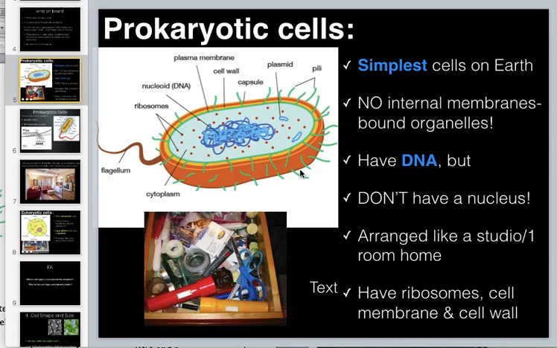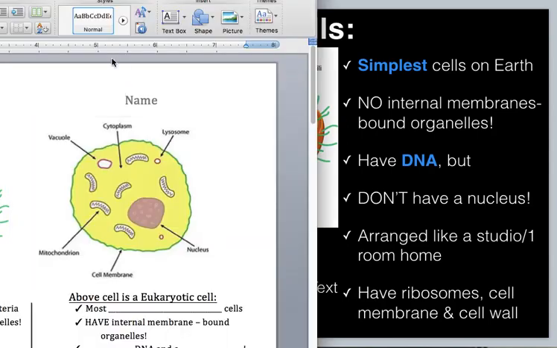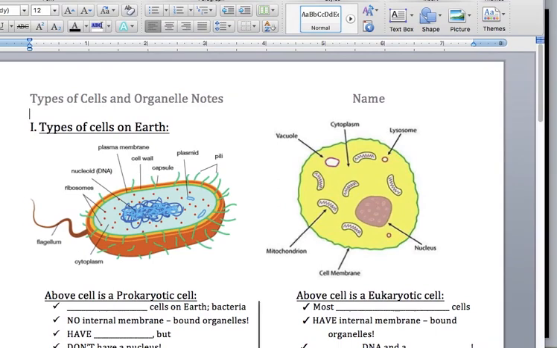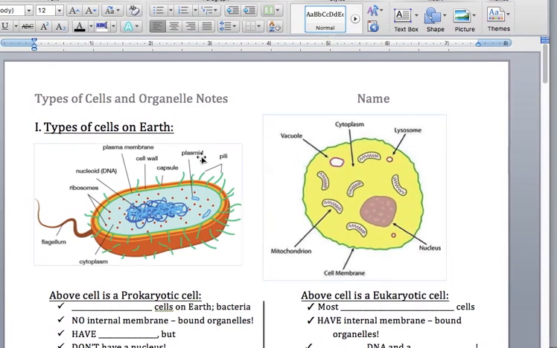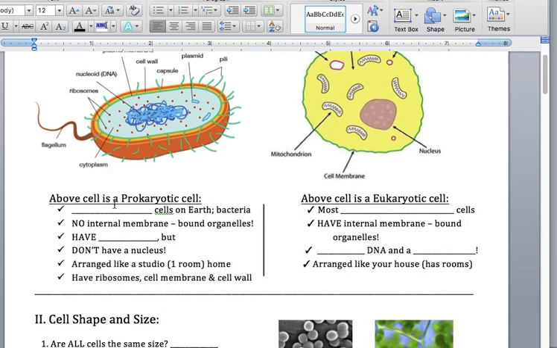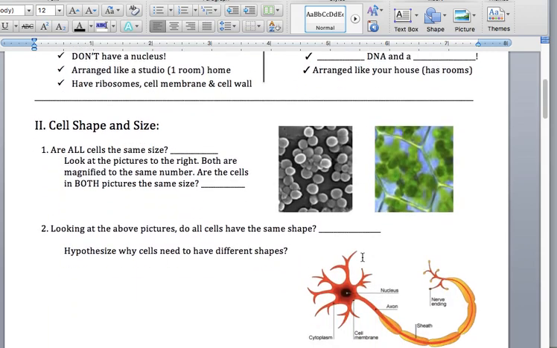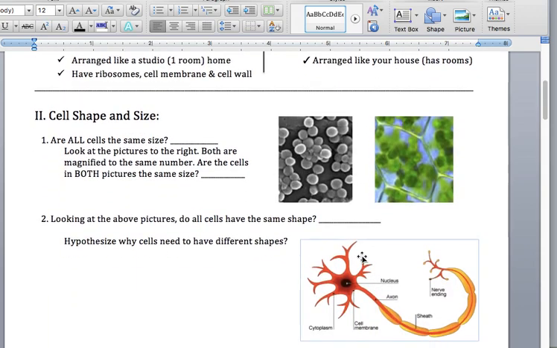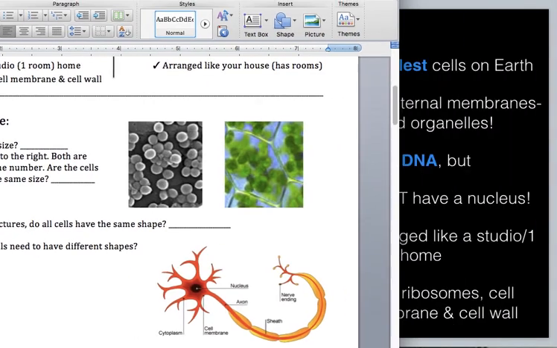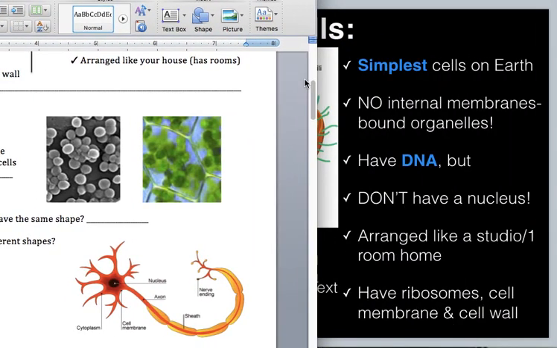So today we're going to look at types of cells, and this is where we are in the notes. There are two types of cells on Earth. This is a prokaryotic cell, and this is everything about prokaryotic cells. This is a eukaryotic cell, and that's what you need to know about eukaryotic cells. Then we're going to look at cell size and cell shape. Today's notes, unlike yesterday's notes, are going to be a lot shorter.